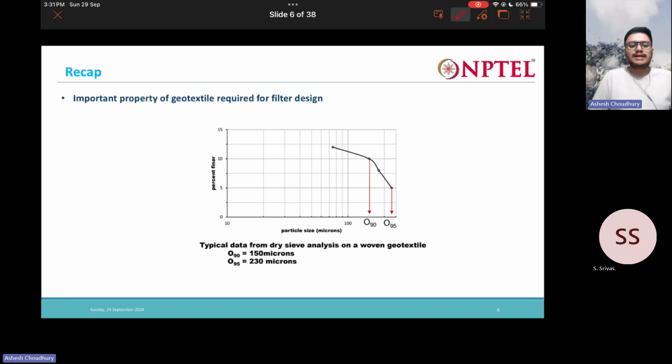So these O90 and O95 sizes, you should know for designing with any geotextile. What is this O90 size? This O90 size is also called the aperture opening size. This is very important, so you should know it, and obviously all these things you can get using the sieve analysis.